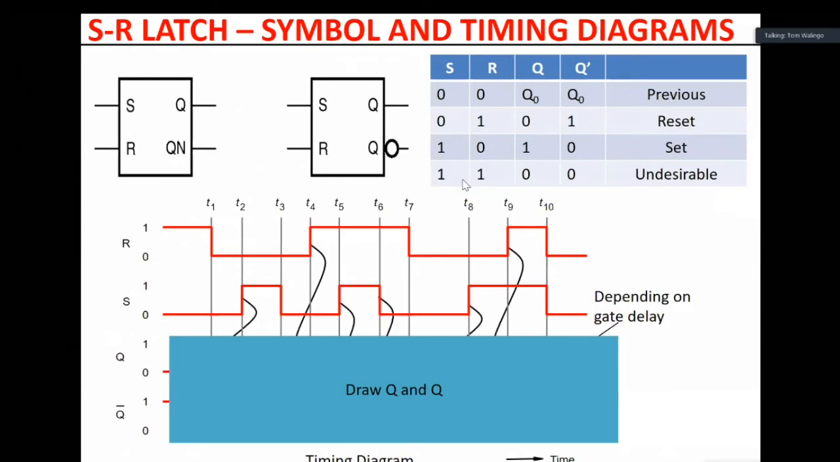And when they are both 1, 1, we saw because of the NOR gates, the output will be 0, 0, and we saw we don't want that state. It is undesirable. It will give us problems.